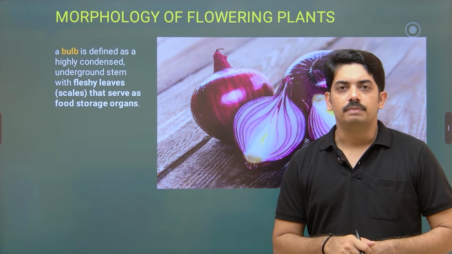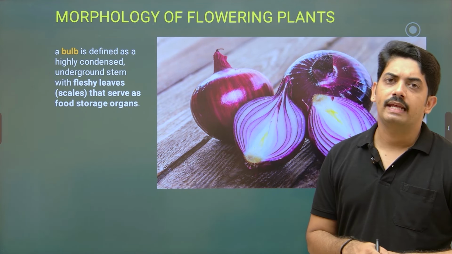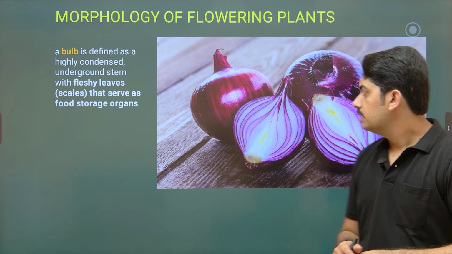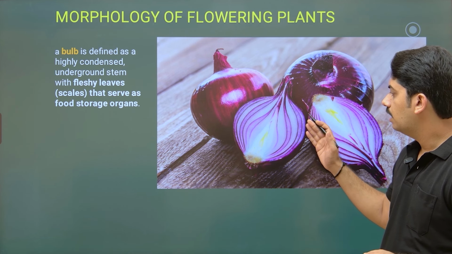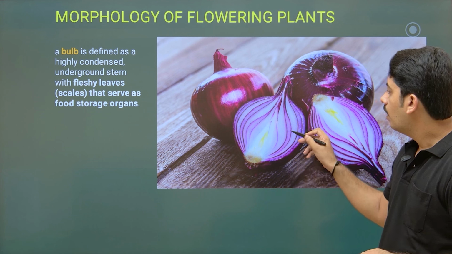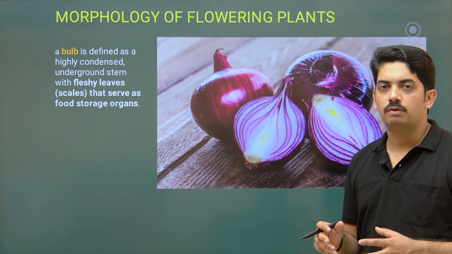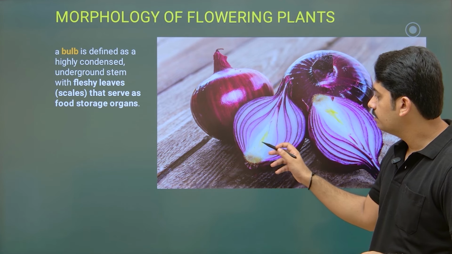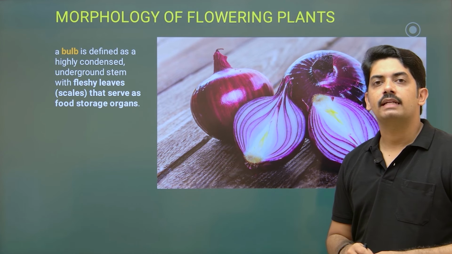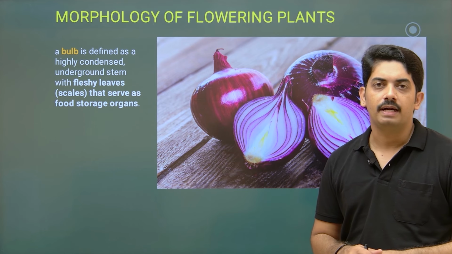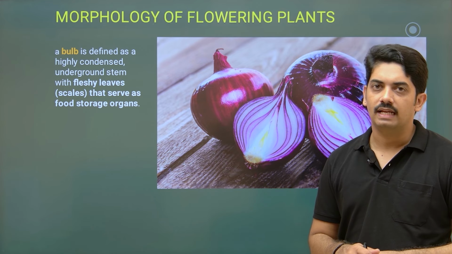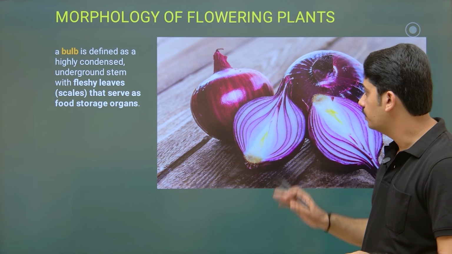This is bulb. Bulb is also an example of modified stem. Just look at this, the section of the bulb. All these are the leaves, actually fleshy leaves. They have stored food material, but this part is modified stem. So whenever we consider bulb as a modified part, it contains both leaf as well as stem for storage of food.